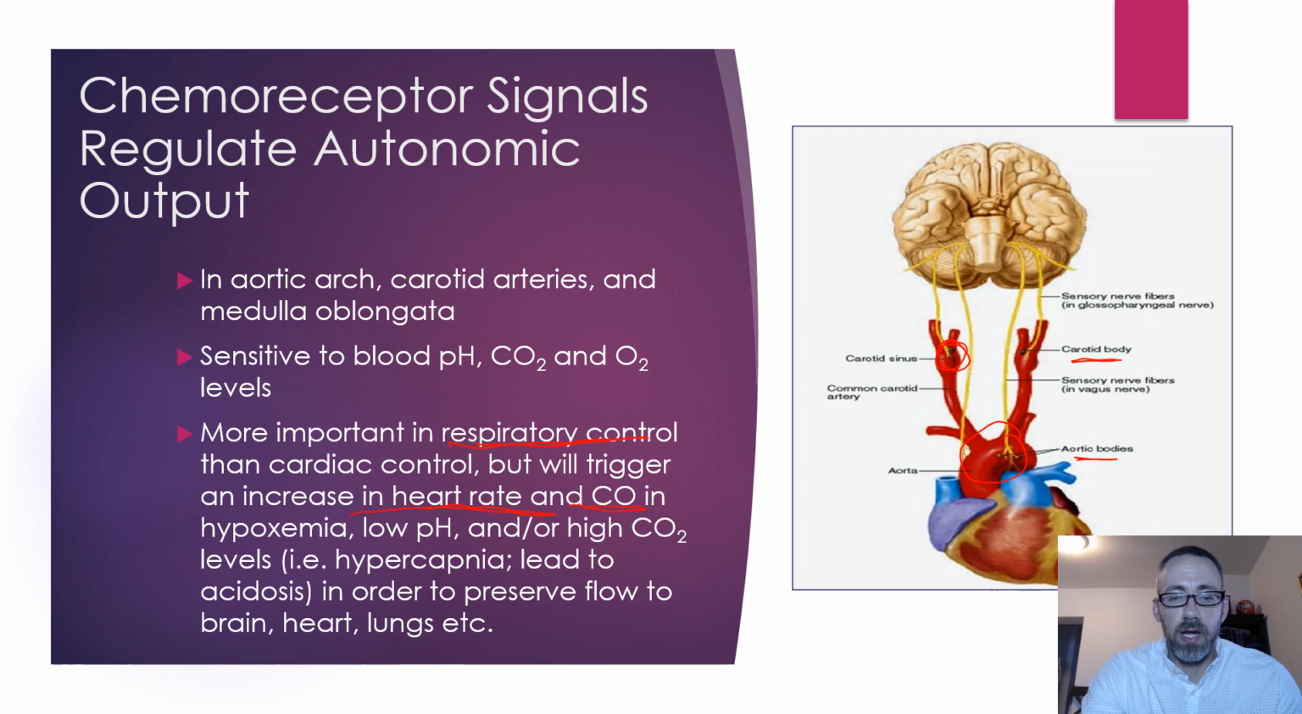Now, in those conditions, which occur in certain pathological states, what might happen then is it could actually trigger an increase in heart rate and cardiac output and an increase in blood pressure, and the goal then would be to increase perfusion to what we call the body's major organs, the ones that are going to be needed to sustain living. So it would increase perfusion pressure to things like the brain, the heart, the lungs, and so on.